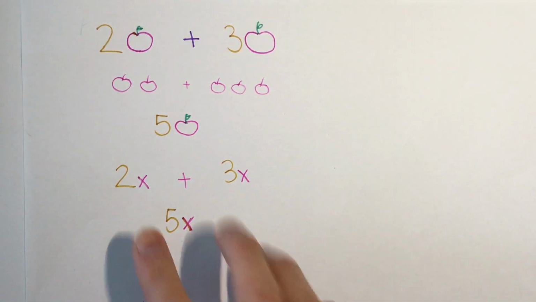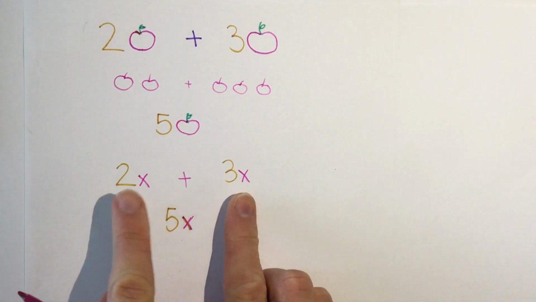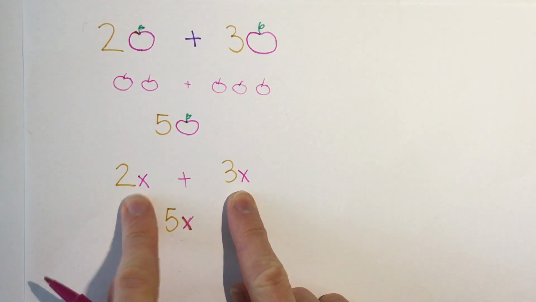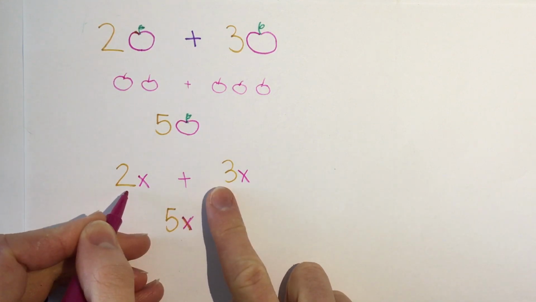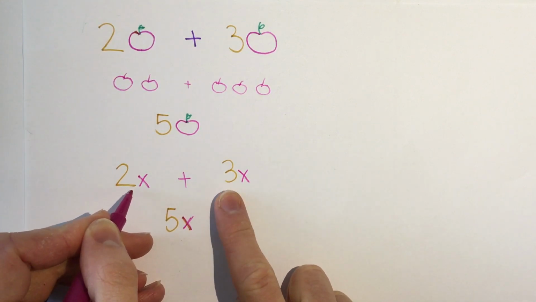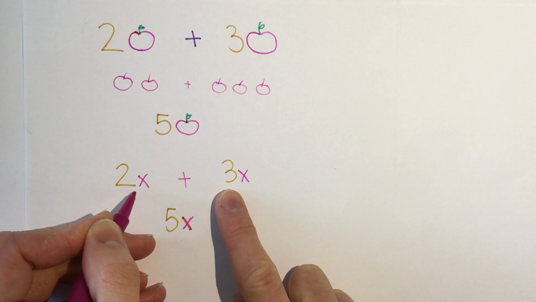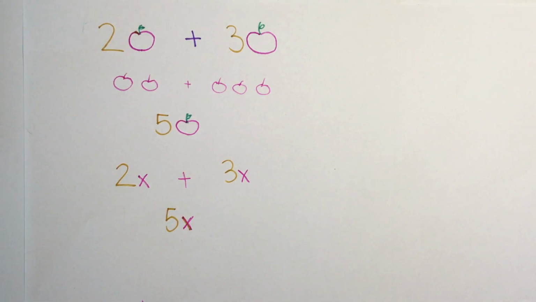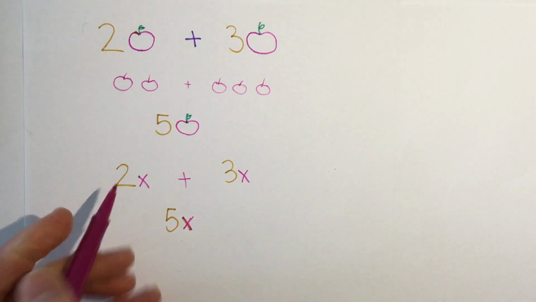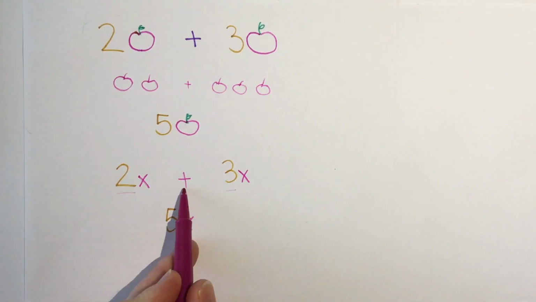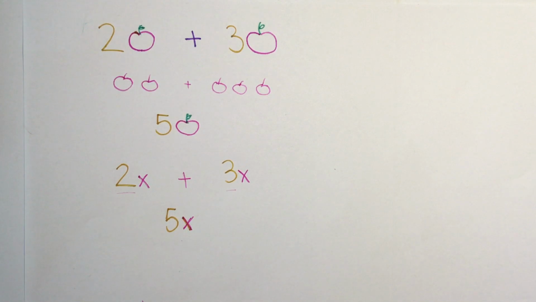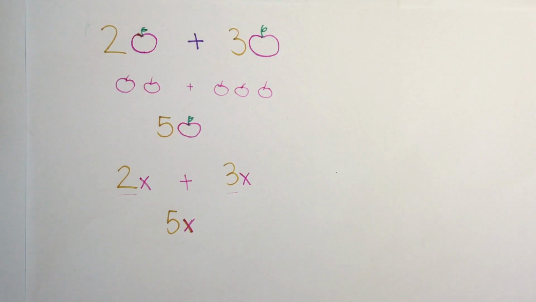This is an example of combining like terms. Each of these is considered a term. Each of them has x in it, so we combine them by looking at the numbers, or coefficients, that are in front of the letter or variable. Here our coefficients are 2 and 3. 2 plus 3, we get 5. So 2x plus 3x is 5x.